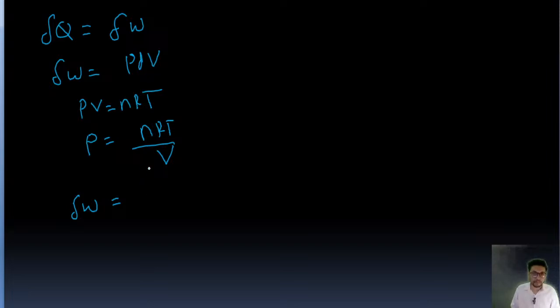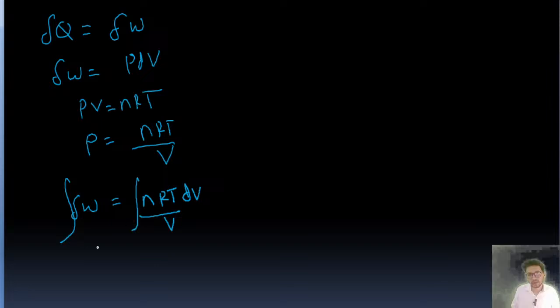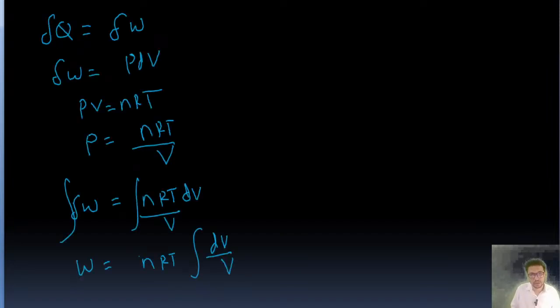Del w is going to be nRT upon V dV, we will integrate it. So W is nRT, these are constant, into dV upon V. So work done is going to be W equal to nRT ln V2 minus V1, that is nRT ln V2 upon V1.